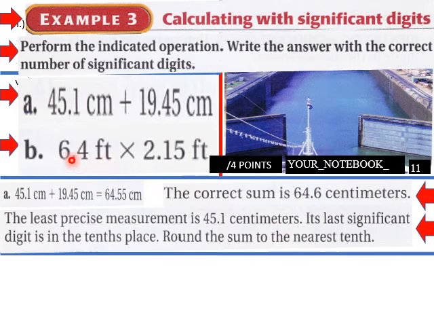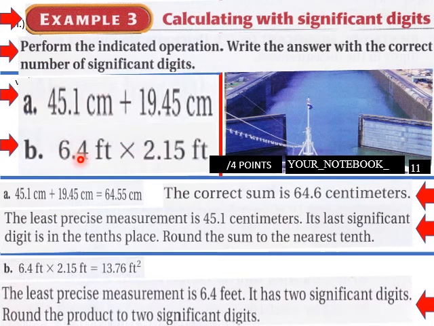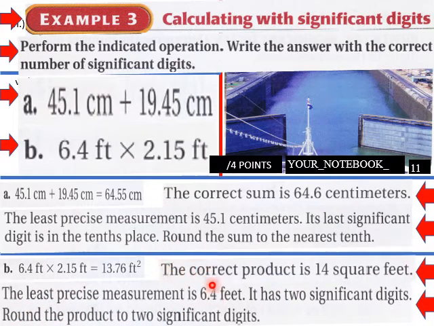And then part B, 6.4 feet times 2.15 feet. Here our least precise is the 6.4, so it has two significant digits. Round the product to two significant digits, and when we do that, the correct product will be 14 square feet. So it'll be rounded to 14 square feet.